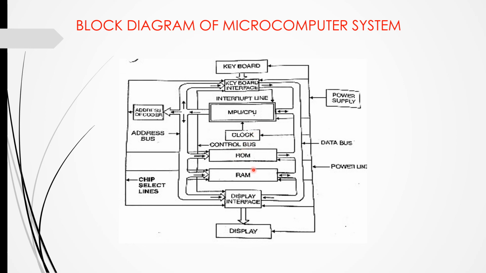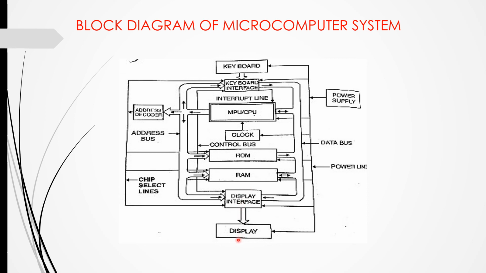Now we will see ROM. ROM is read-only memory. It contains permanently stored program. It allows only to read stored information. RAM, random access memory. It is used to store data. It is a temporary storage device.